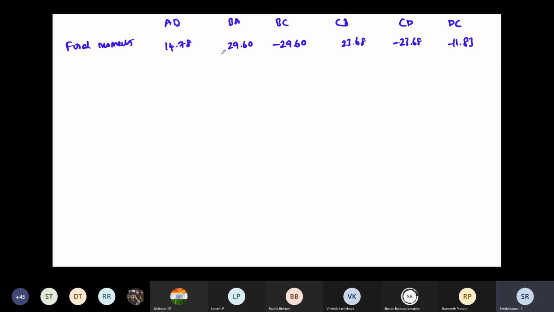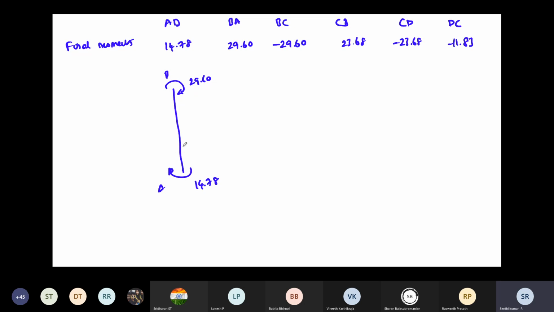After this, you are assuming the frame as a non-sway frame. We are not applying any delta things at all here. Just simply, if only external loads are acting on it, what will be your end moments? That only we found out. So I'm taking the AB member. What are the moments? Positive moment is clockwise, 14.78 it is acting. At B again it is a positive moment clockwise, 29.60.